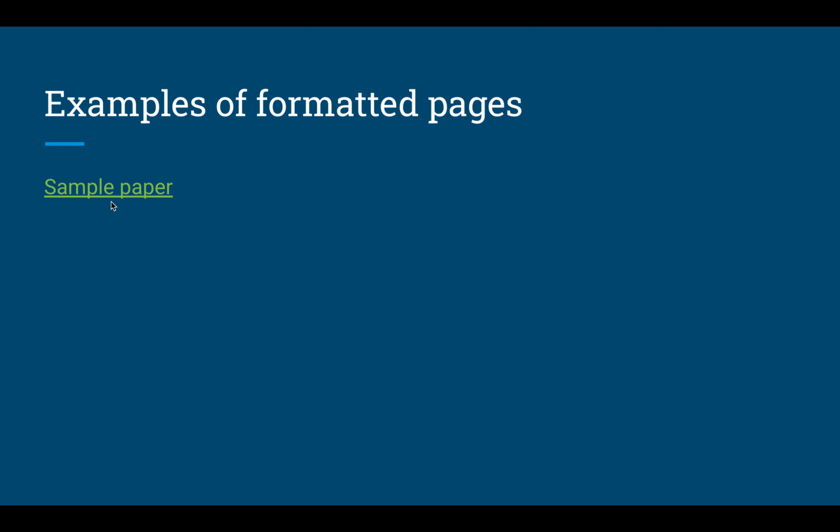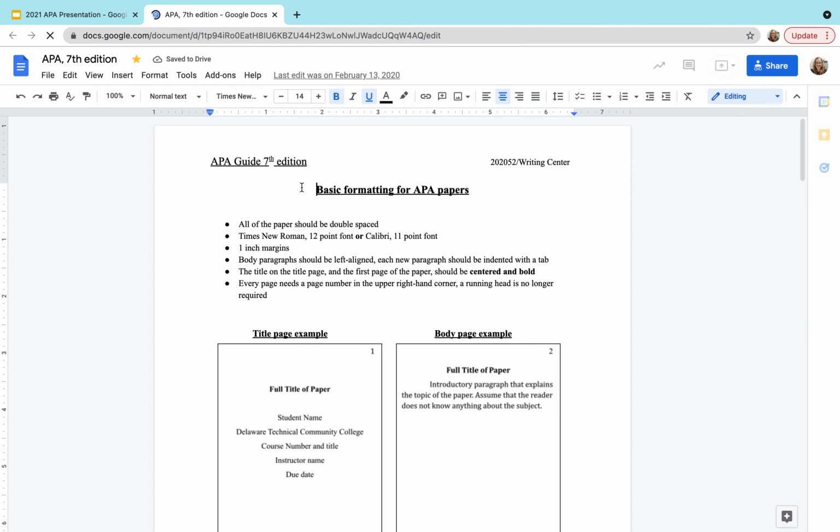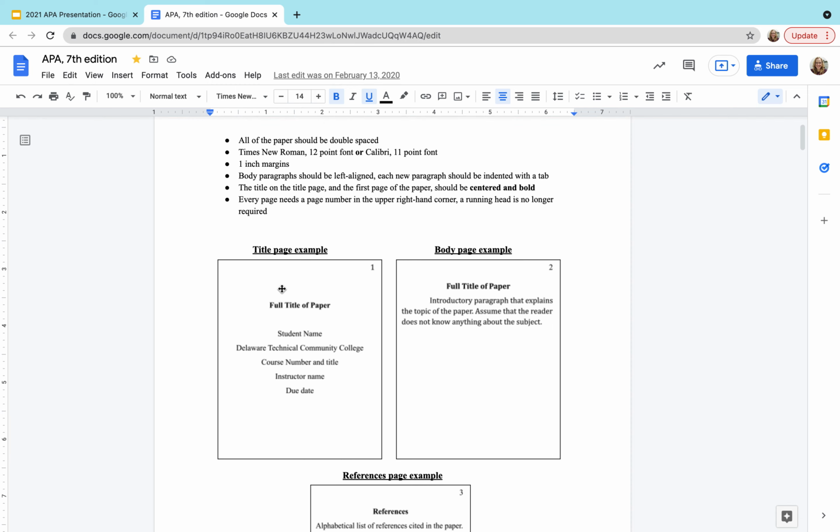Here are some examples of formatted pages. This is our APA handout that we give to students in the Writing Center. So our title page example, you're going to see our page number here up at the top, full title of paper, it should be centered, bold, and important words should be capitalized.